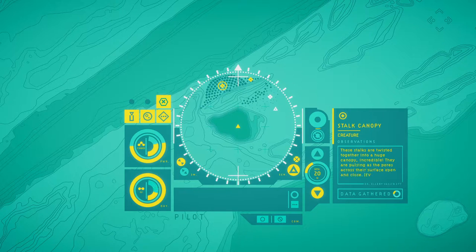These stalks are twisted together into a huge canopy. Incredible, they are pulsing as the spores across their surface open and close. These canopies are spectacular. I'll start with the observation, let's see what we can find out about them.